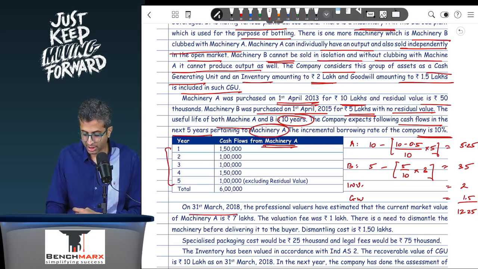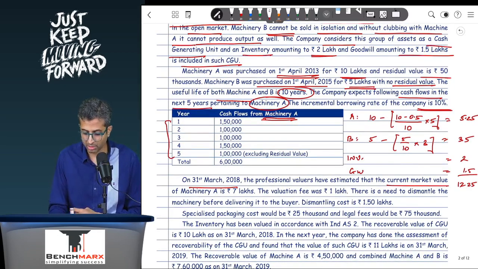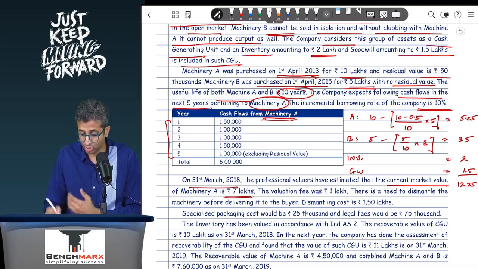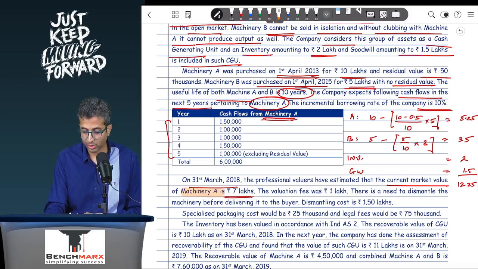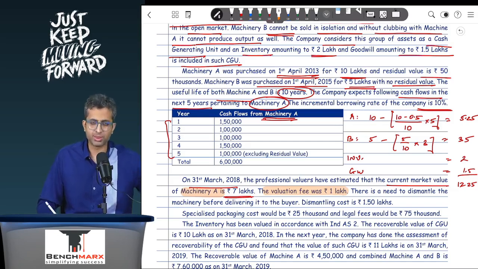On 31st March 18, the professional valuers have estimated the current market value of machinery A at 7 lakhs. So this is also for machinery A, 7 lakhs. The valuation fee was 1 lakh. Now this is a very interesting case. Valuation fee is not an incremental expense to sell. It is linked to valuation, not to sell. So even if you don't sell, you still have to pay the valuation fee, or you must have paid the valuation fee, and hence this is not called a cost to sell.